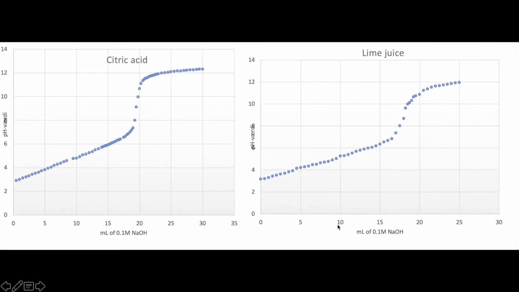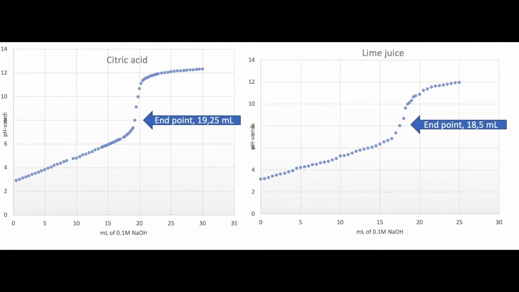Looking at the two graphs made with the program, we can see that they're not perfectly alike, but they're very much alike. They have the same kind of structure, which is one of the arguments why we can say that there is citric acid in lime juice. The citric acid has this titration curve when we calculate pH. Oh yeah, those are the two different endpoints.